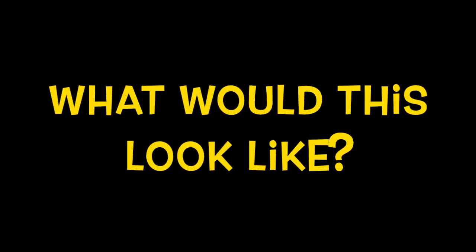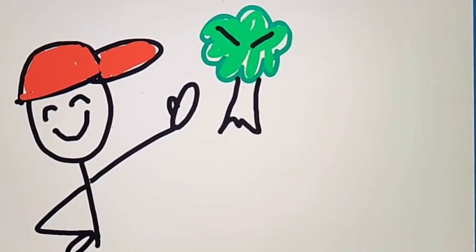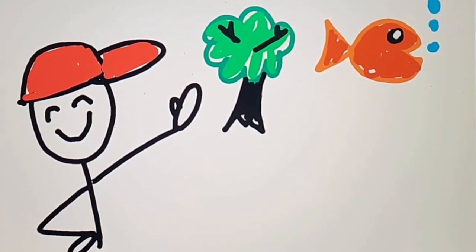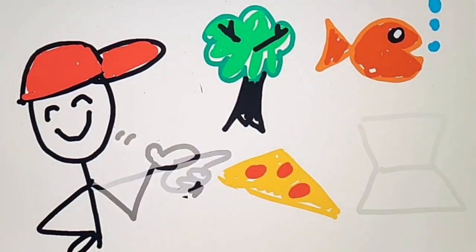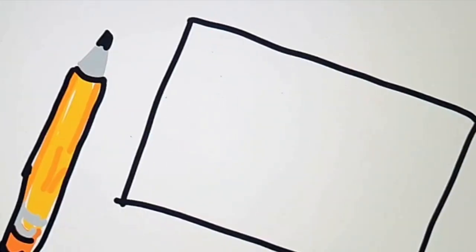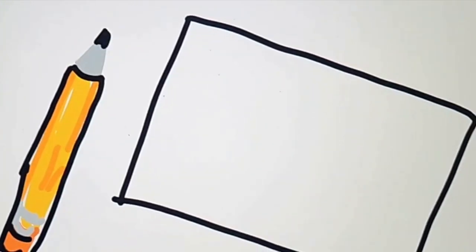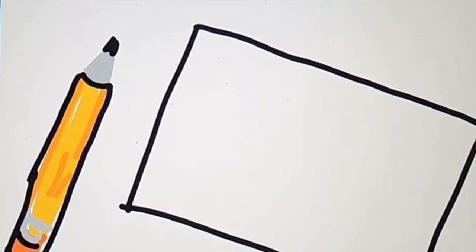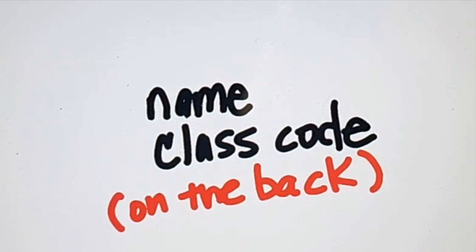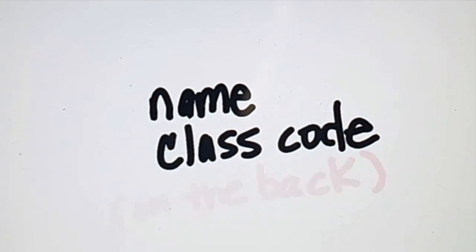What would this look like? Well, first, I'd probably want to sketch out all of my ideas so I kind of know what they're going to look like and then figure out how they're going to go into the letters. After I feel I'm ready, I'm going to grab my final copy paper. And as I like to say, the first thing you do is always the same. You pick up a pencil and you write your name and class code. Don't forget.